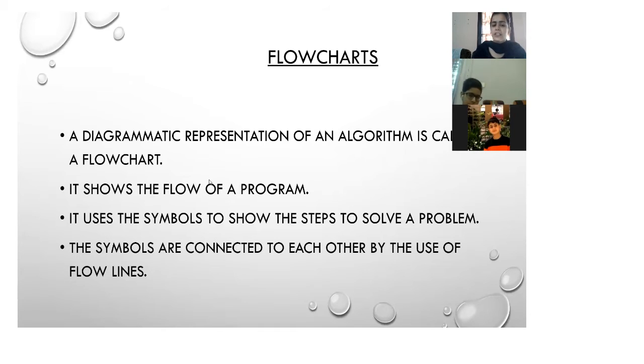The flowchart tells you the flow of a program. With the help of the flow lines used in a flowchart, we can determine the flow of a program. There are different symbols used in order to show the steps to solve a program or any problem. The symbols that we make use of in flowcharts are connected with each other with the help of a flow line. Is it clear? Symbols are connected with the help of a flow line.